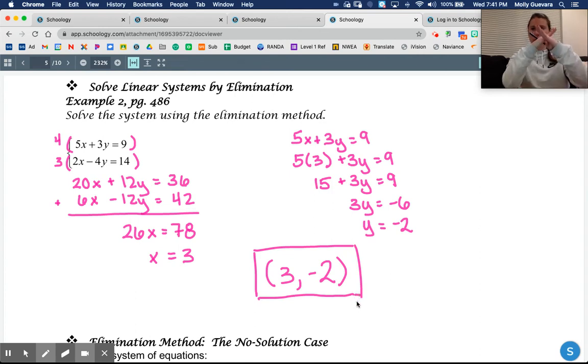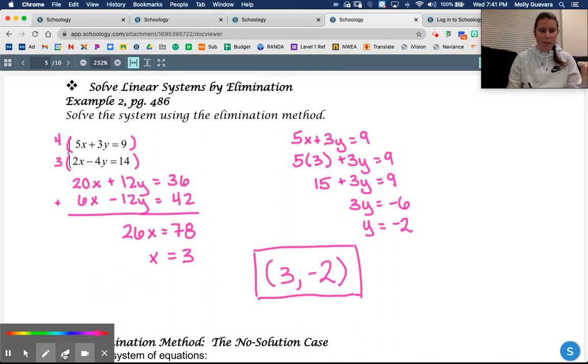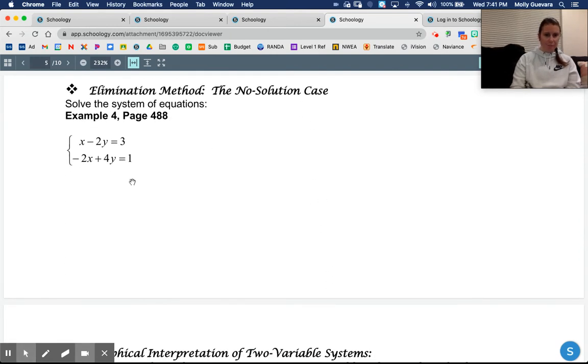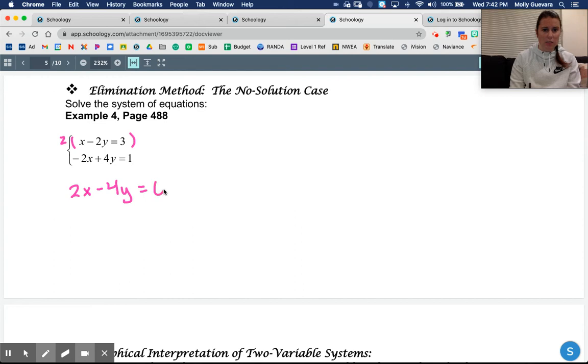Okay, so these two lines cross once at the point 3, negative 2. Let's look at another one. What happens if you get no solution? So let's look here. So I have x's, and maybe I could multiply this one by 2. If I multiply this by 2, it would eliminate with this one. So I kind of like that. It seems like a quick and easy way to go because then I only have to multiply one of the equations. The top equation becomes 2x minus 4y equals 6. And the bottom equation becomes negative 2x plus 4y equals 1.